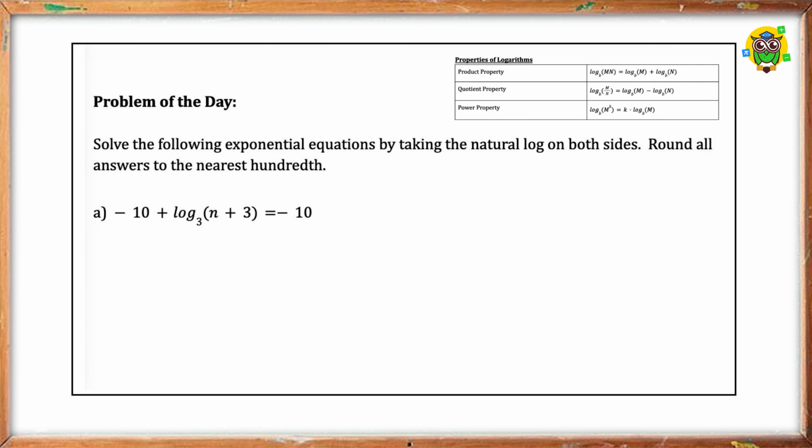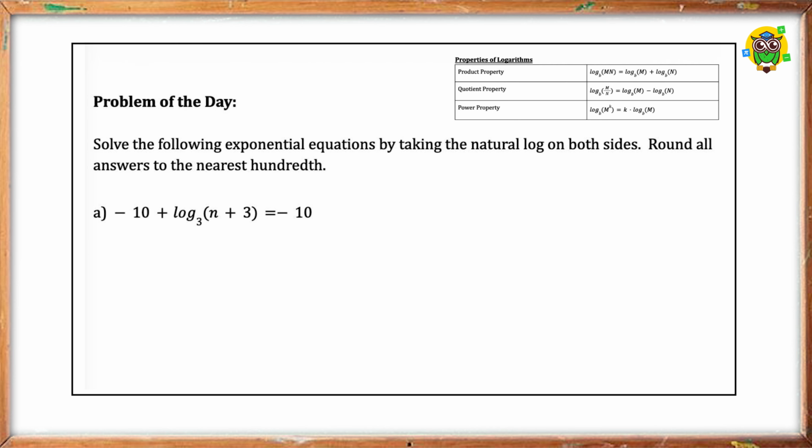Now let's take a look at the problem of the day. Solve the following exponential equations by taking the natural log on both sides. Round all answers to the nearest hundredth. Part A: -10 plus log base 3 of (n plus 3) is equal to -10.